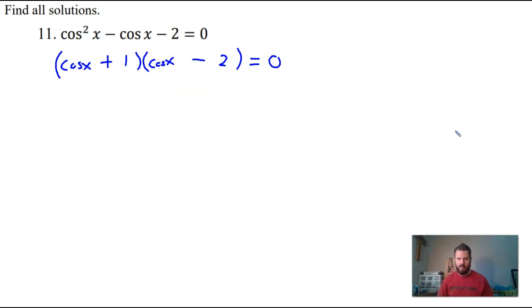I guess the other reminder we can do is if you really don't like factoring with trig involved, you could switch this to x squared minus x minus 2 equals 0, factor that, and then just replace your x's with the cosines once you're done.